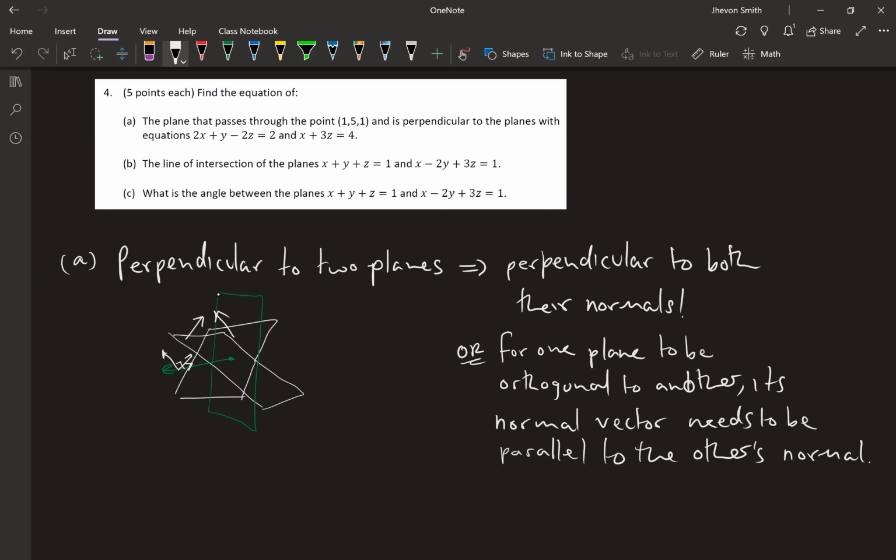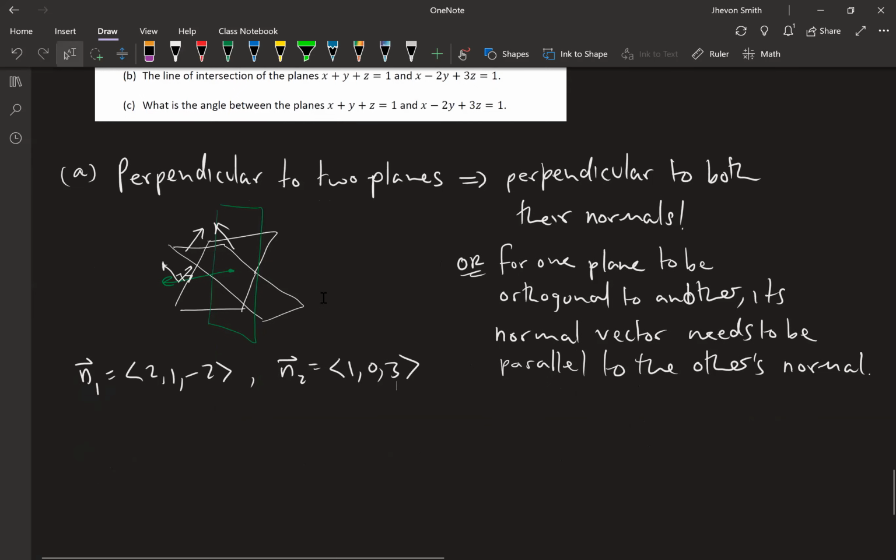Okay, and so you want that to happen to two planes at the same time. And so how would you actually accomplish that? Well, essentially you're going to do a cross product. Now the normal vector for one of these planes, you remember how to find the normal. That would be to take the coefficients of x, y, and z. So that's the normal of the first plane, and the normal of the second plane is that. So the normal that you want is going to be the cross product of these two.